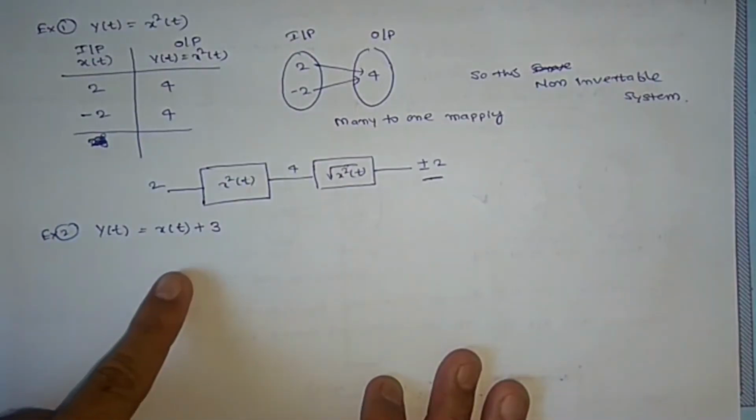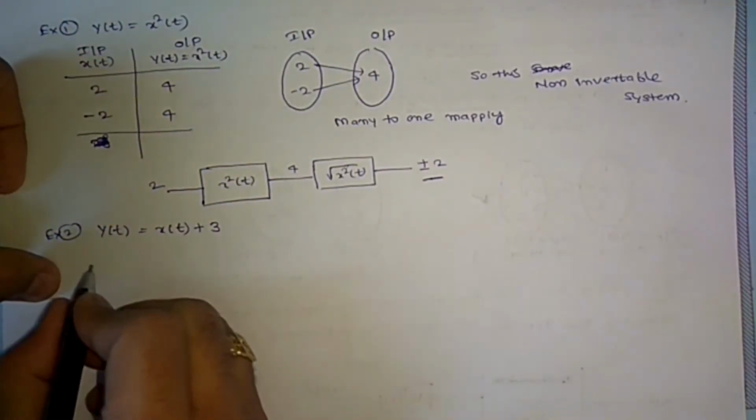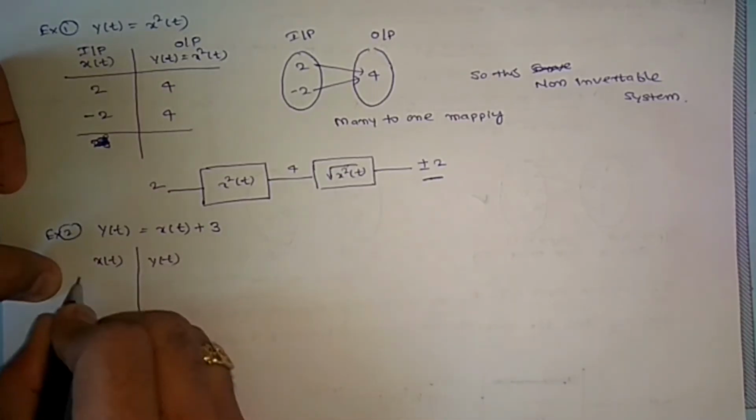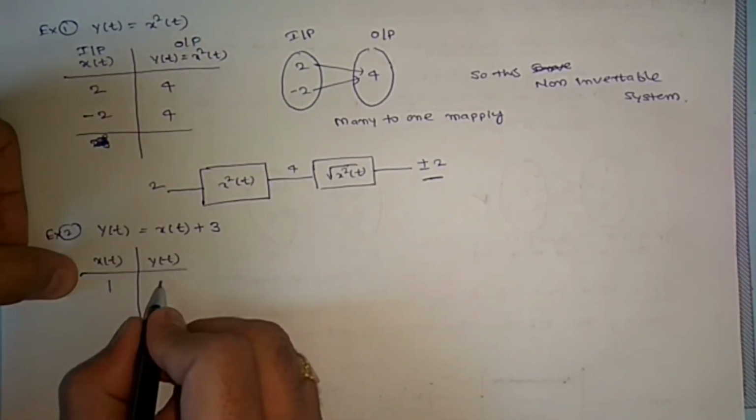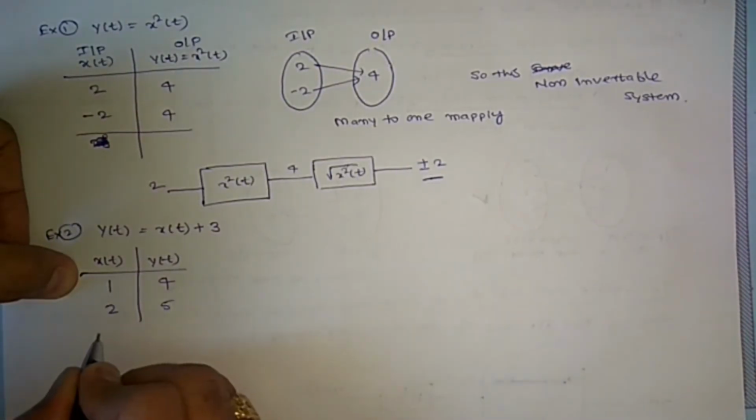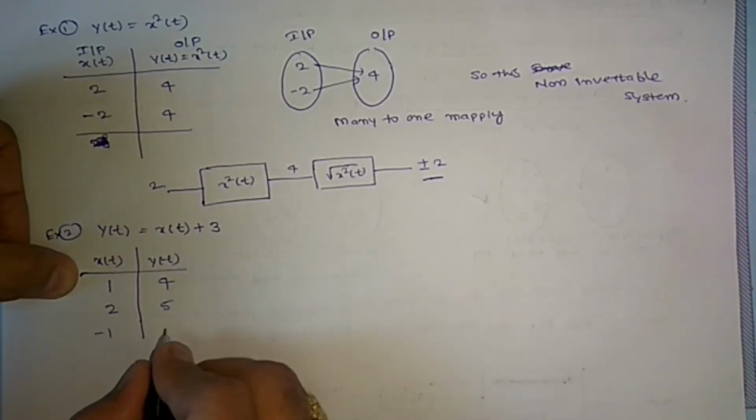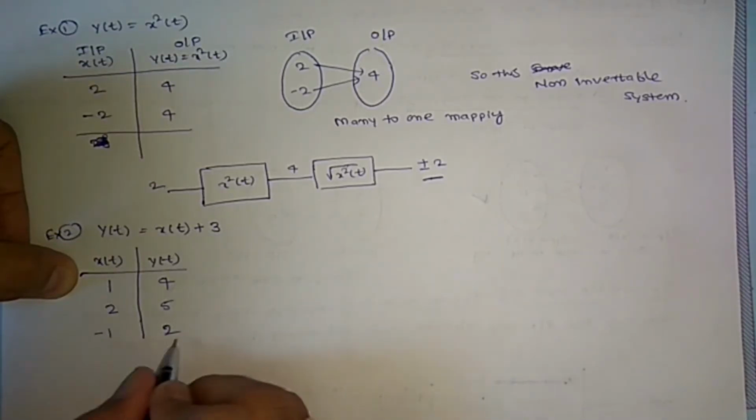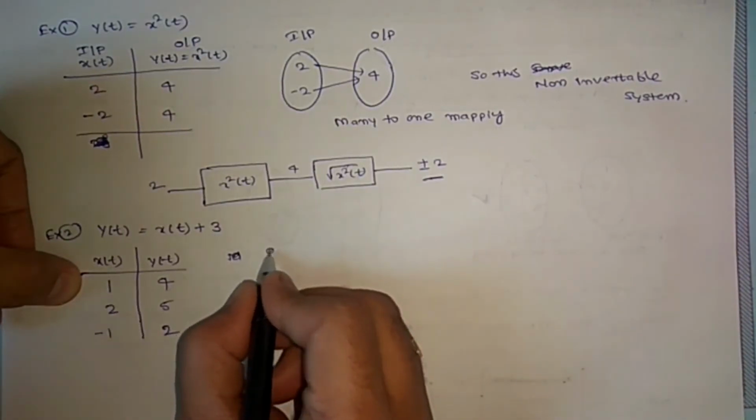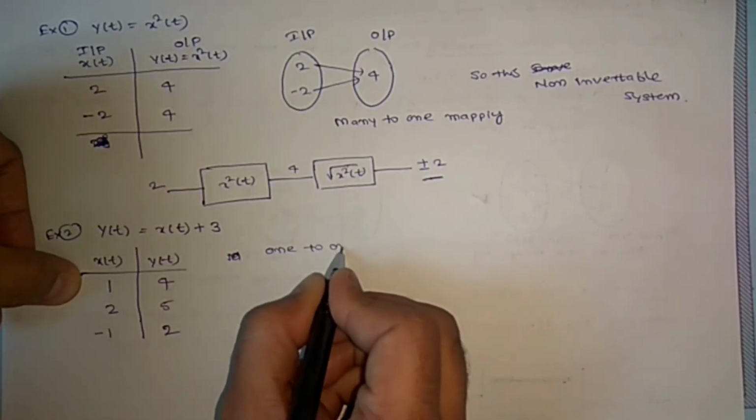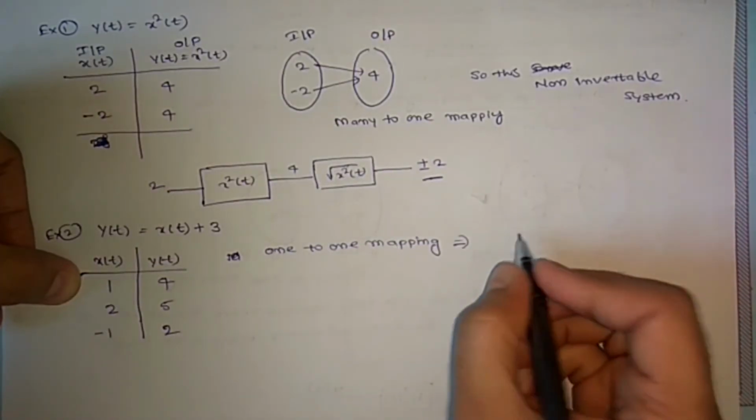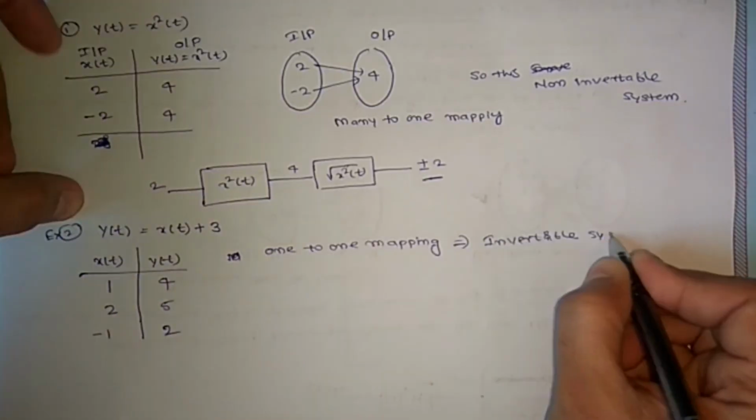Example 2: suppose y of t equal to x of t plus 3, with input x of t and output y of t. If you give 1, output is 4. If you give 2, output is 5. If I give minus 1, output is 2. So every value you get is different here. It will not match. So it is one-to-one mapping. Then this is an invertible system.